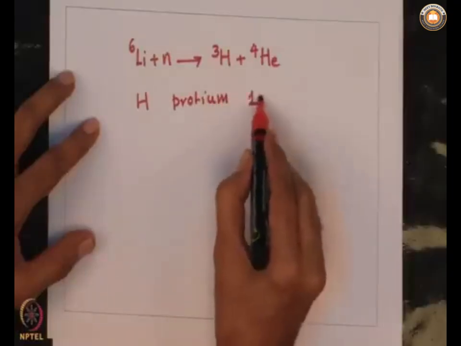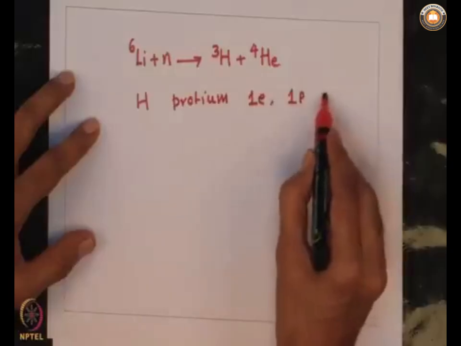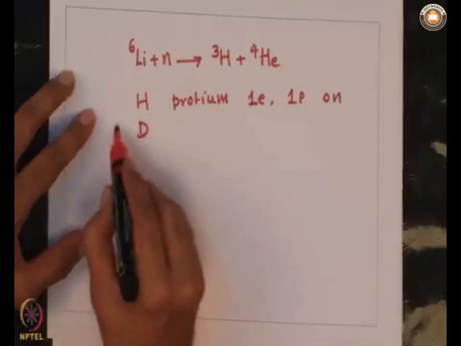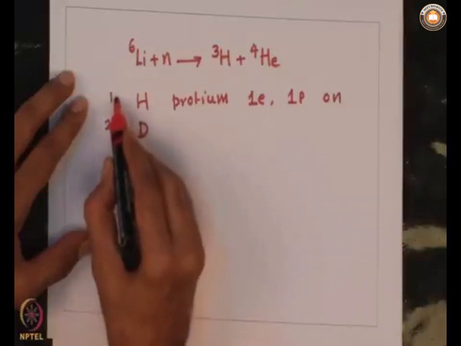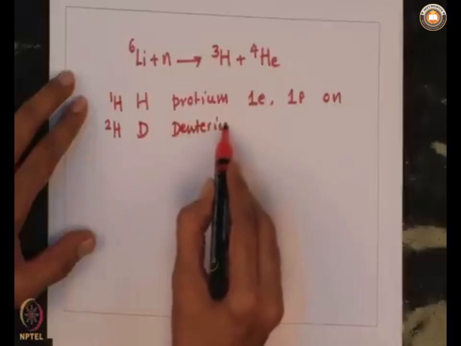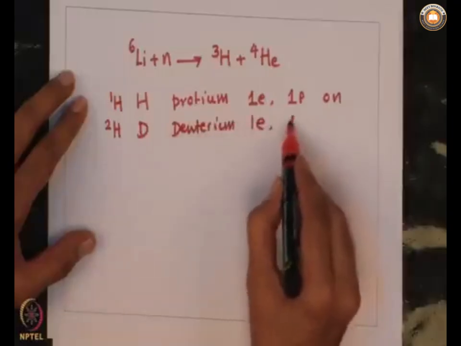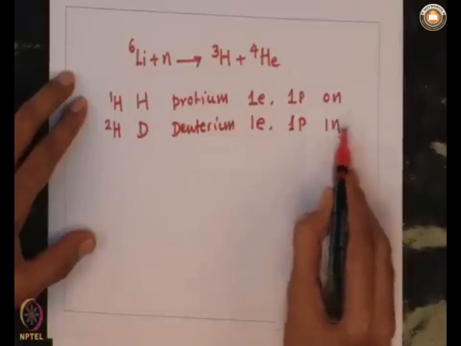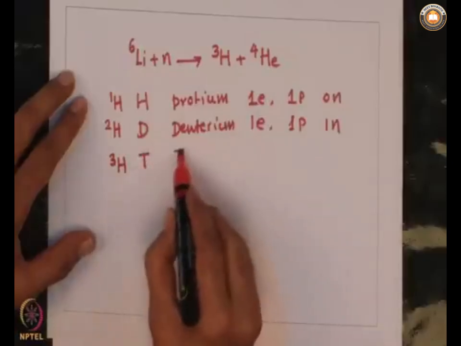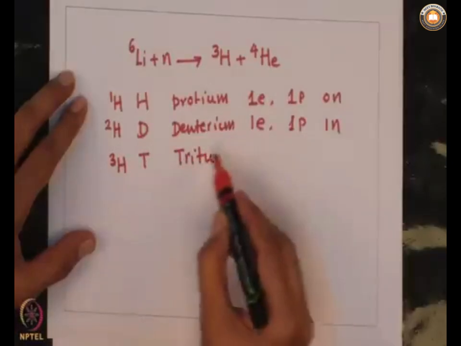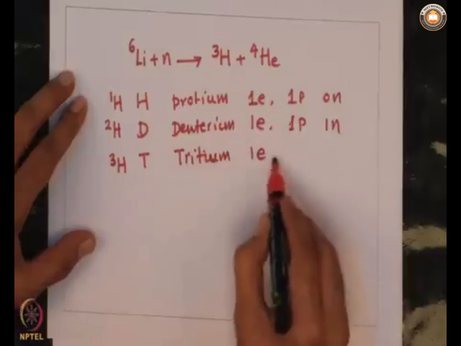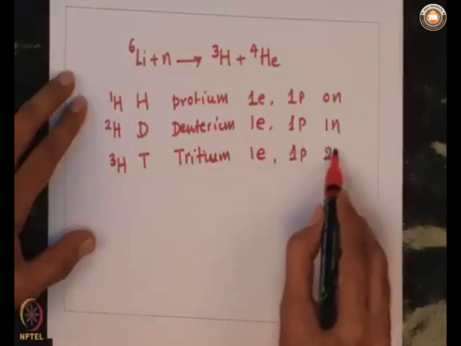We have 1 electron, 1 proton and 0 neutron. Next one is deuterium, its symbol is D. It is also written as 2H, and this is written as 1H. It has 1 electron, 1 proton plus 1 neutron. And third one is tritium. It has 1 electron, 1 proton, 2 neutron.